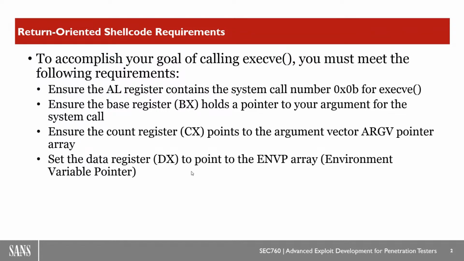There are other things we have to compensate for as well. We have to make sure the count register points to the argument vector array. The data register needs to point to the environment pointer array, but we can hack it a bit. We can make it point to a pointer to a pointer to our string, or we can make it point to a null dword or quadword to get around some of these dependencies.